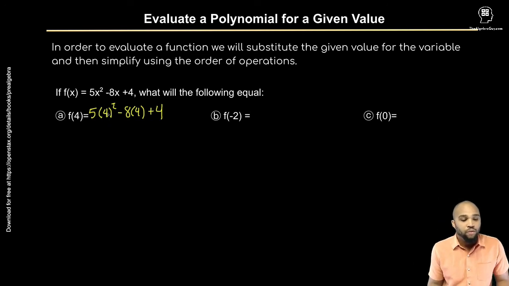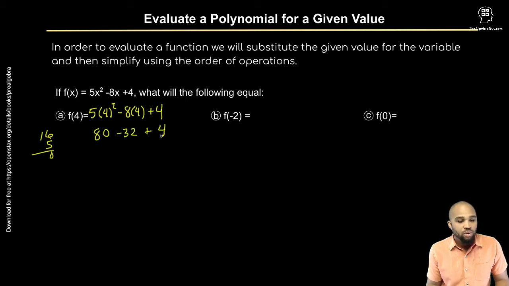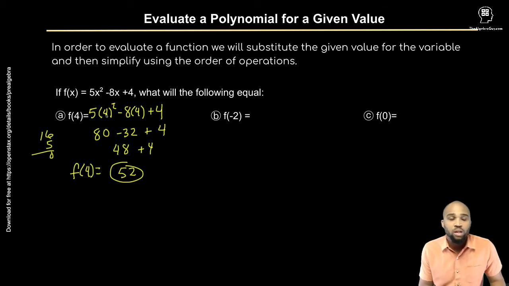Now let's solve it. 4 squared is 16. 16 times 5 is 80. 80 minus 32 and plus 4. So what's 80 minus 32? That's 48. 48 plus 4 is 52. So f of 4 is equal to 52, which is what I'm saying: when x is 4, this function is going to be equal to 52. I'm going to check my math again, yeah, that looks good.